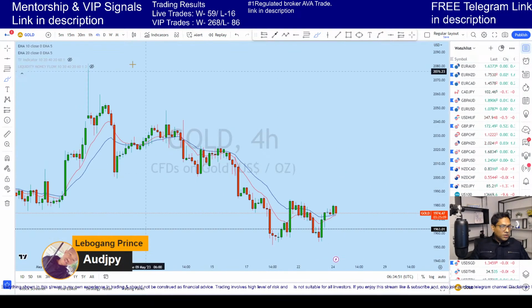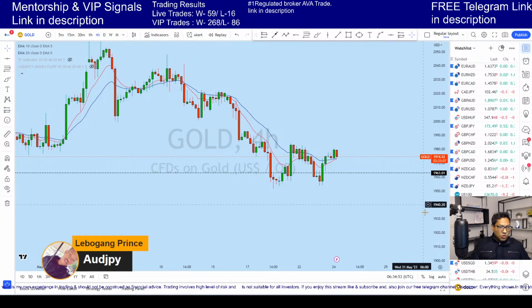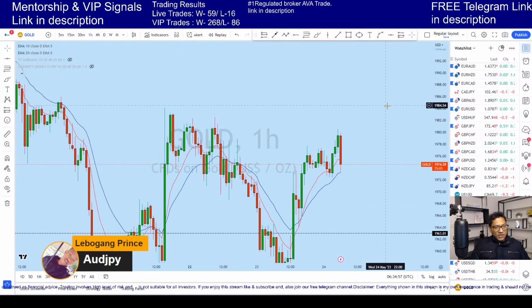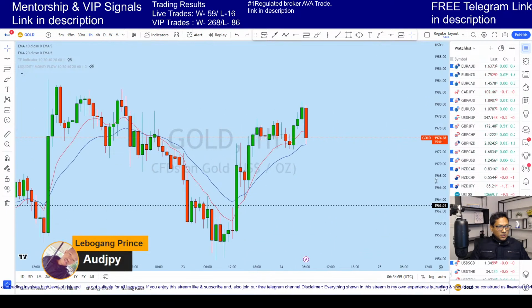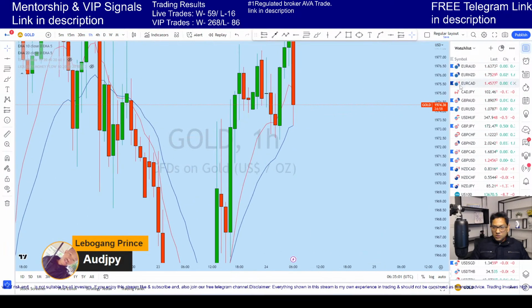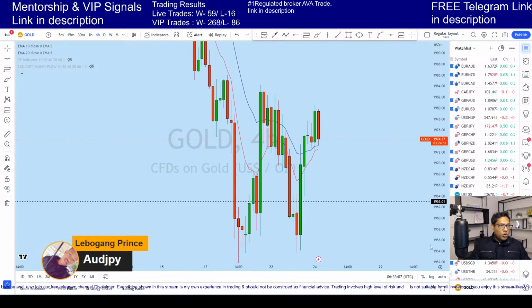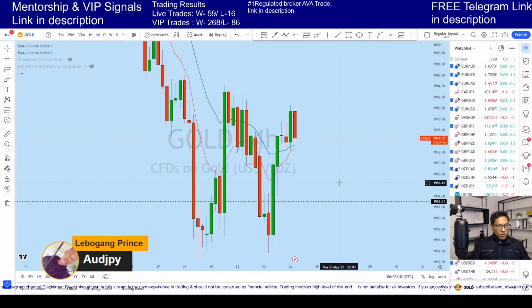We see that gold has in fact dropped to the liquidity zone again, which is exactly as expected, as in my previous weekly forex forecast. So gold, as I mentioned, is now coming to the liquidity zone, so I'll keep an eye on that, guys.